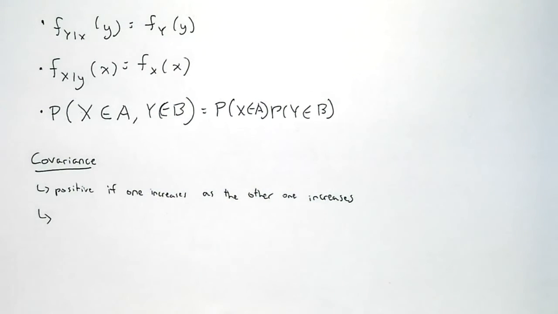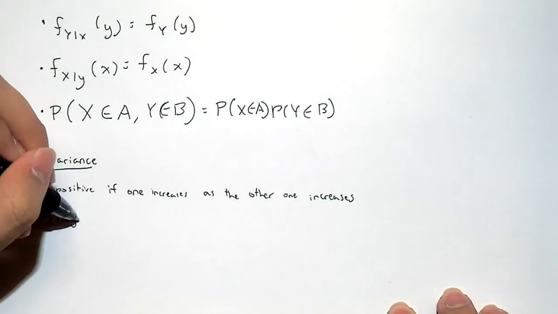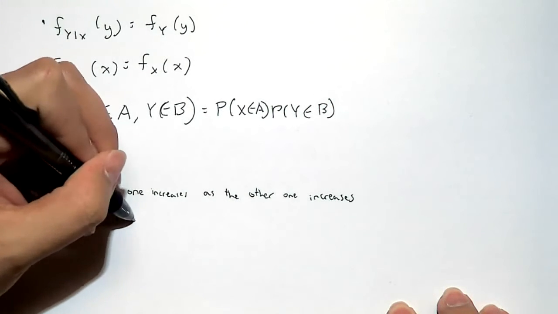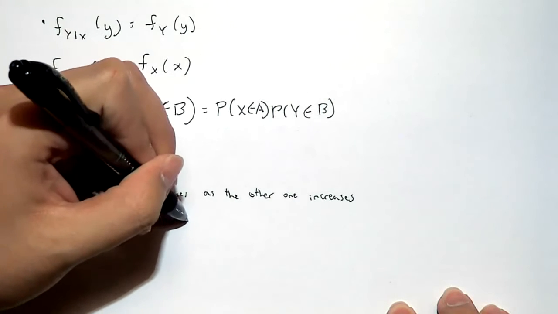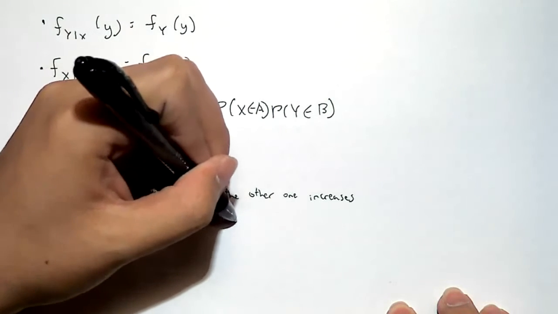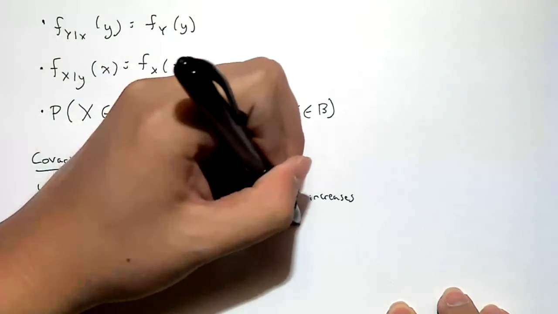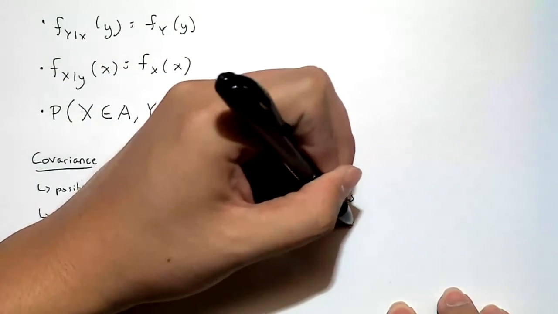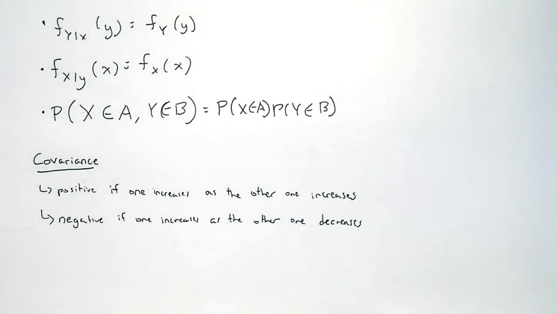Negative covariance is when the relationships are inverted, where when one increases, the other one decreases. Okay? And you can think of many examples of negative covariance. And finally, zero covariance if there isn't a clear discernible pattern between them.